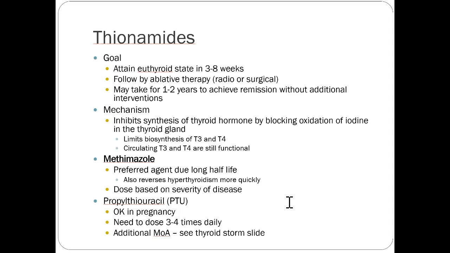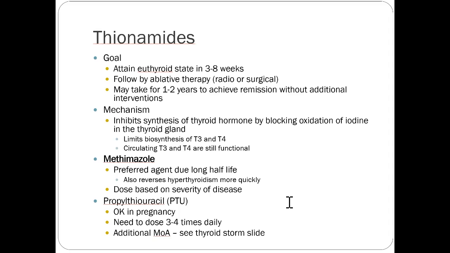The mechanism of thionamides, they're basically going to inhibit the synthesis of thyroid hormone. They block oxidation of iodine in the thyroid gland. And what that does is it limits the biosynthesis of T3 and T4. And ultimately, you still have some functioning circulating T3 and T4. So when you start one of these drugs, the body's still going to have access to active T3 and T4 and is going to be able to use that. So it's going to take a while for that to get all cleared.